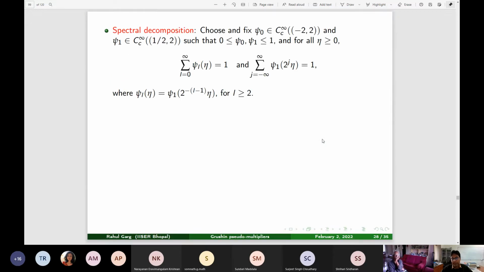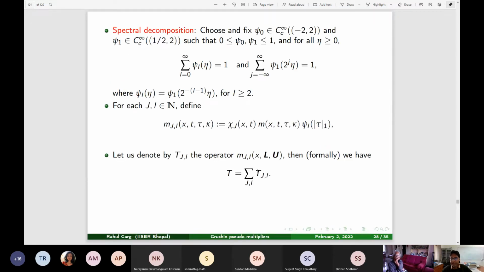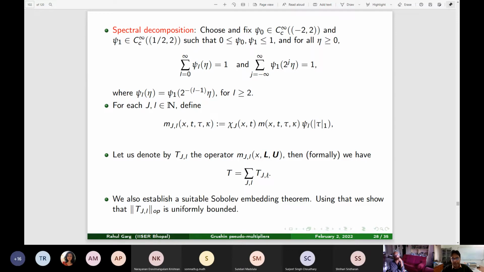So I have got the model operators. These are T_JL. I have to work with T star type, T_JL, T_J'L' star on both sides. Okay, so we could first of all show that each piece is L2 bounded uniformly, and for this we developed a suitable analog, which we could not find in the literature. We could develop some suitable analog of Sobolev embedding.